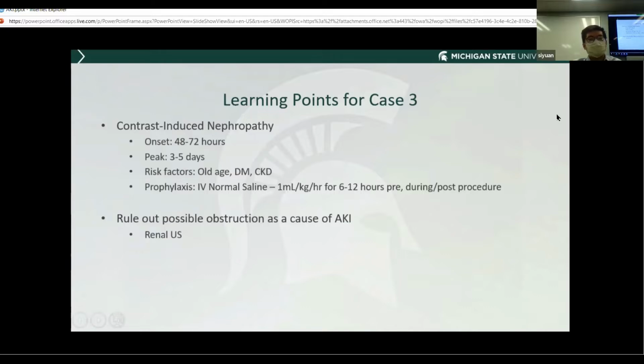1 milliliter per kg per hour for 6 to 12 hours pre-procedure, and then during and post-procedure. So for a 70, 80 kilo guy, you can start on 80 cc maintenance for like 12 hours before the contrast, and after that maintain it for up to 12 hours and then discontinue. That's the only thing that's proven to help with CIN. So I think pretty much that's it.